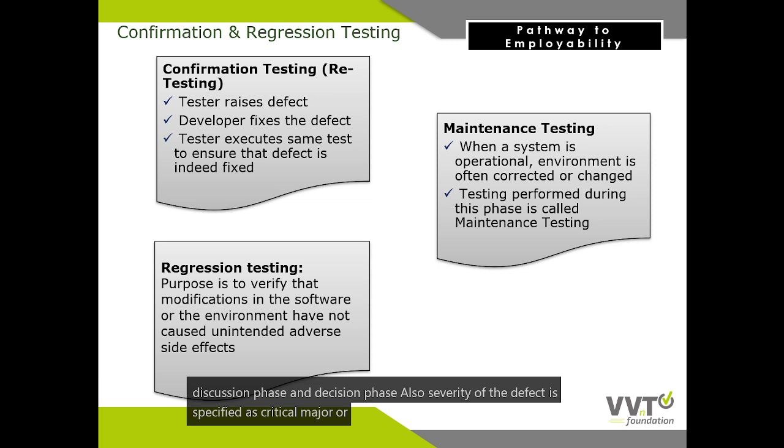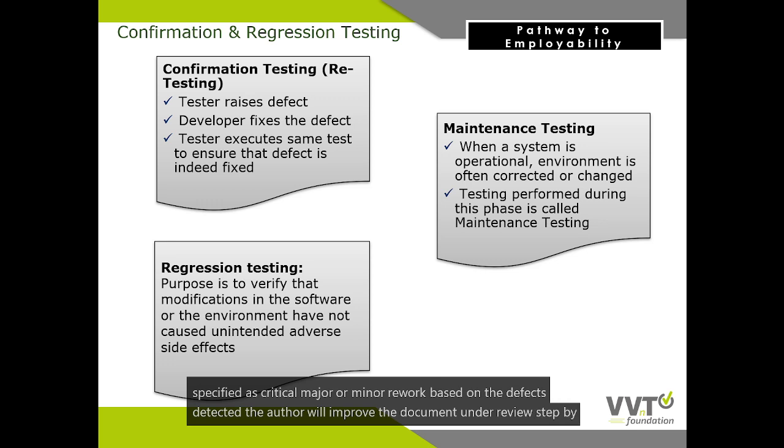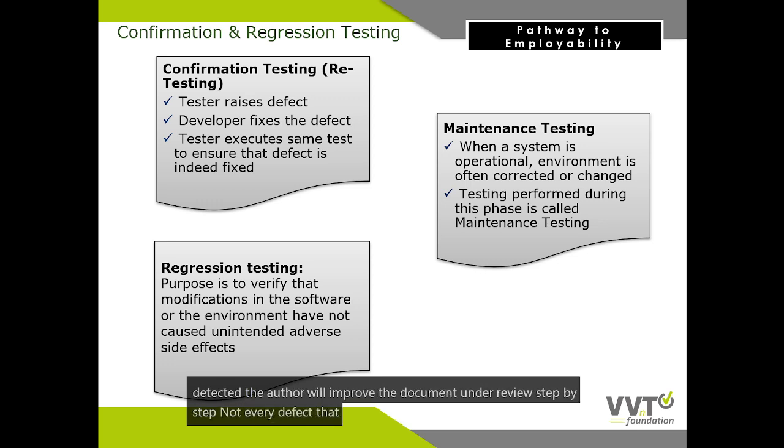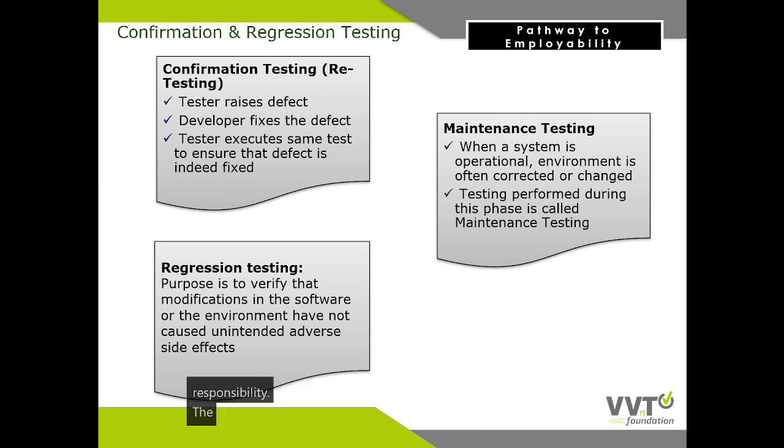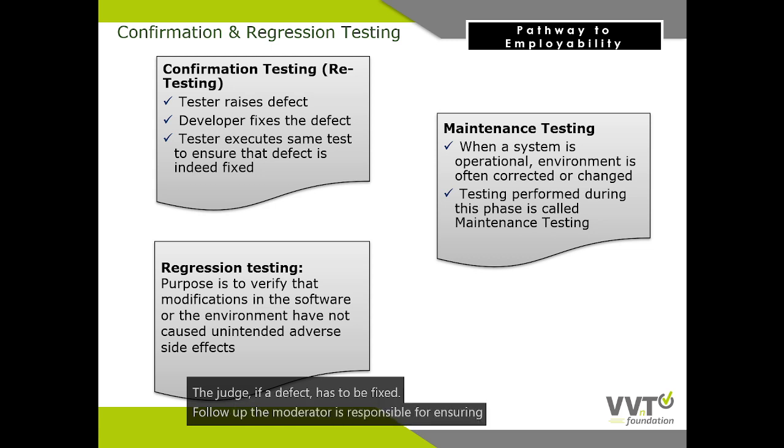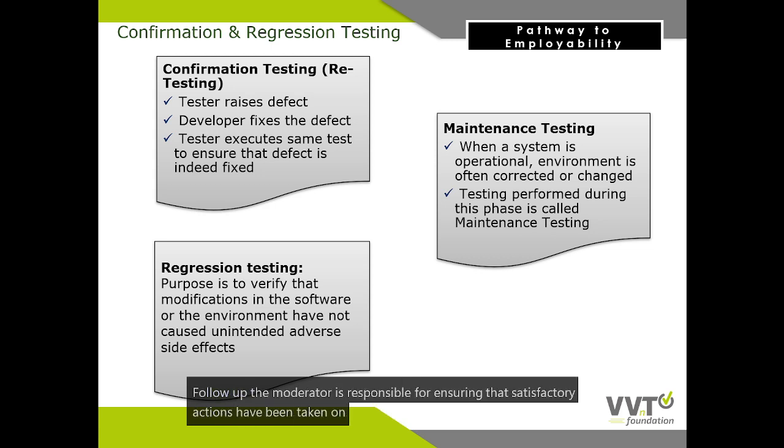Rework. Based on the defects detected, the author will improve the document under review step by step. Not every defect that is found leads to rework. It is the author's responsibility to judge if a defect has to be fixed. Follow-up. The moderator is responsible for ensuring that satisfactory actions have been taken on all logged defects, process improvement suggestions and change requests.